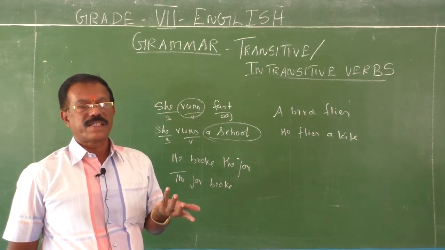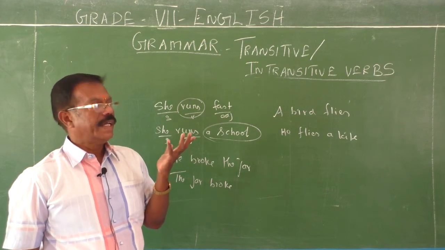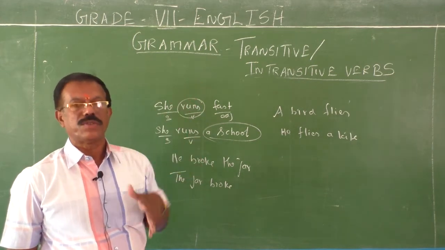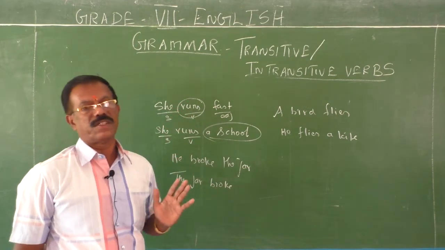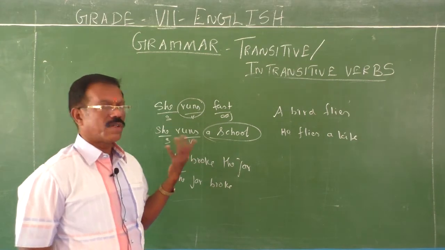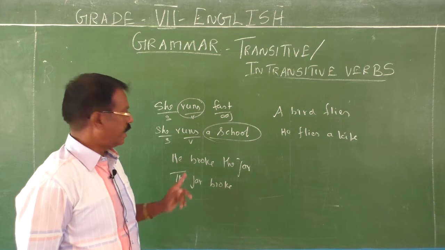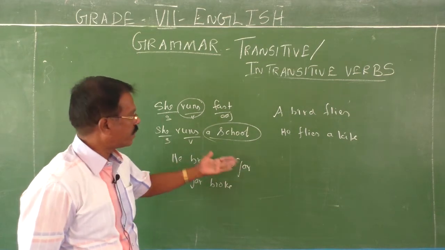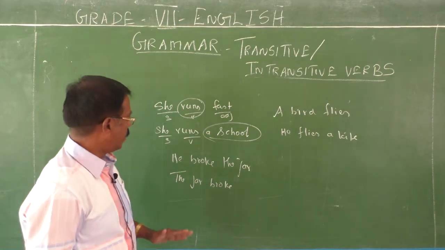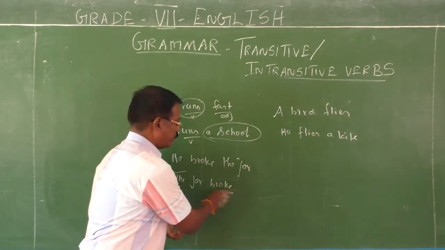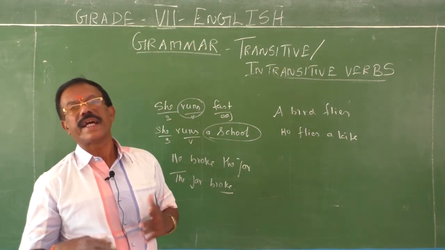So you cannot just say that this is a transitive verb, this is an intransitive verb. It depends upon the place where it is used. If it allows an object to come with it, then it is transitive. If it doesn't allow an object to come with it, then it is called intransitive. See, he broke the jar. Here he is the subject, broke is the verb. He broke what? The jar is an object. Therefore, the verb broke is used here transitively. But in the second sentence, the jar broke, the verb broke is used intransitively.